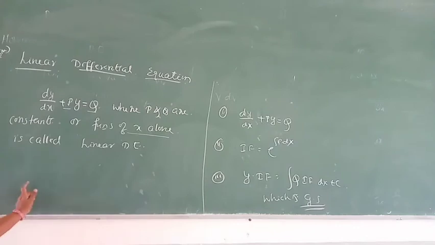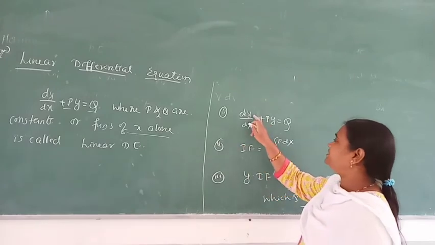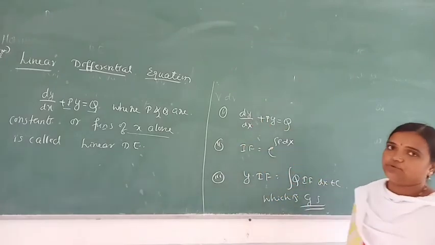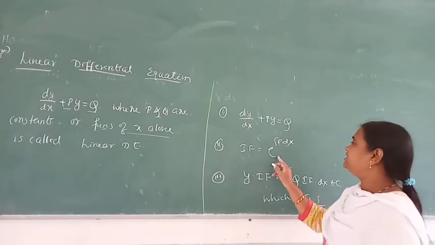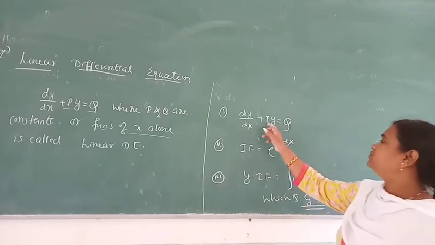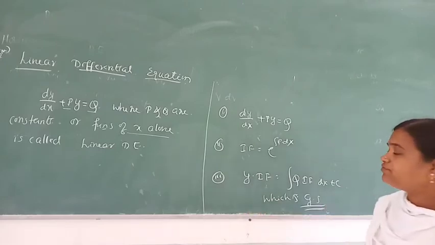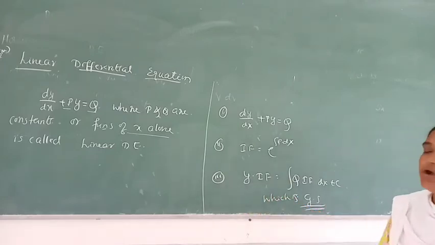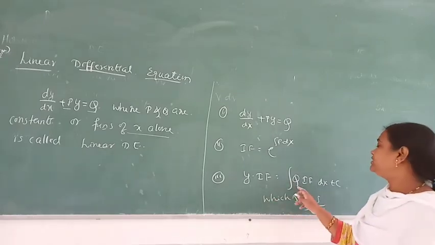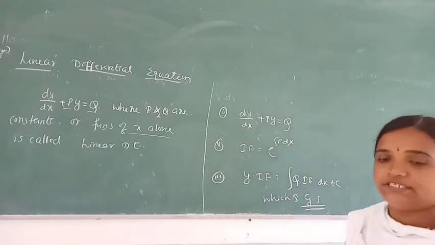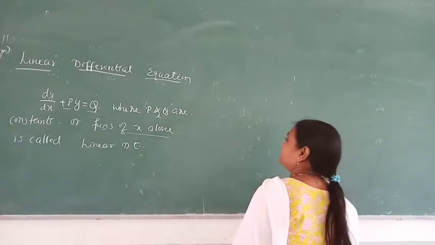Okay, and the working rule for this linear differential equation is: the very first step is to write the given equation in the form of dy by dx plus py equal to q. Second step is to calculate the integrating factor. The integrating factor is e to the power integration of p dx, which means we are taking the integration. Next, the general solution formula is y into IF equal to integration of q into IF dx plus c. This is the working rule for linear differential equation.